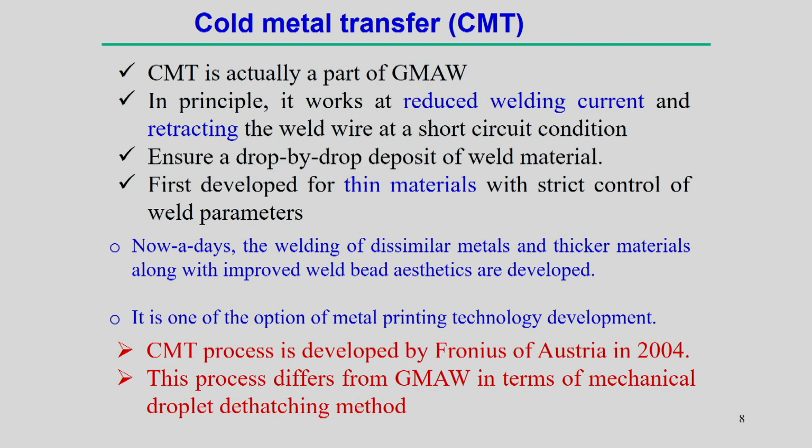So, CMT is actually a very new process, developed in 2004, but the main difference for CMT, in terms of the metal transfer from the gas metal arc welding process, is the mechanized control. So, we use some kind of mechanical system to detach the droplet and transfer the droplet to the desired position. So, that is the difference in terms of the metal transfer process as compared to the gas metal arc welding process. Now, we can look into that.